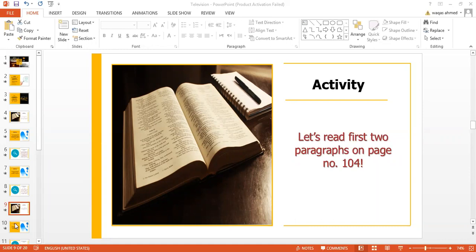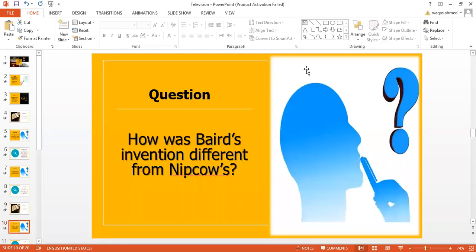All right. From this page, we have a question. The question is, how was Baird's invention different from Nipkow's? There were two different inventions. The first invention was produced by Baird, and the second invention was presented by Nipkow. So can you tell me? Okay, let's move toward Anas. Yes, Anas, what do you say about this question?